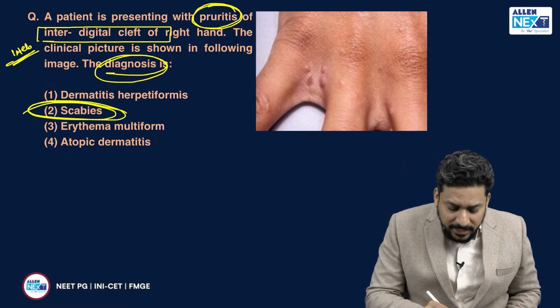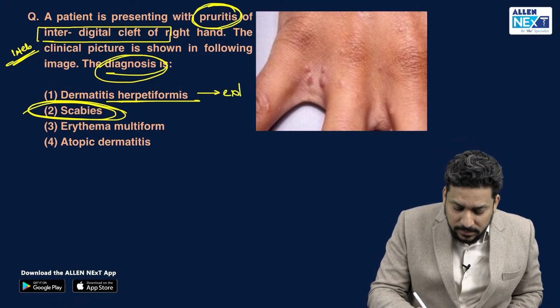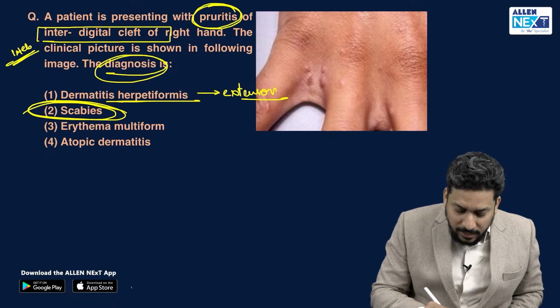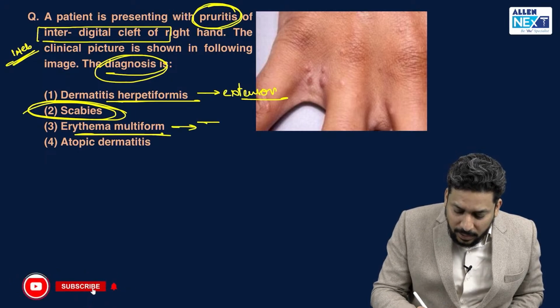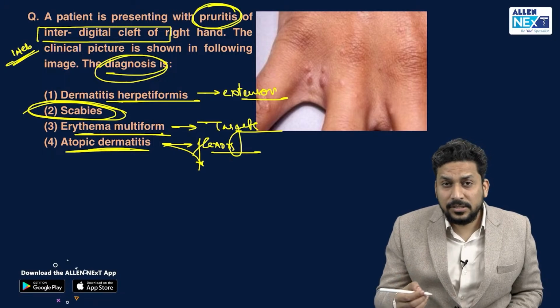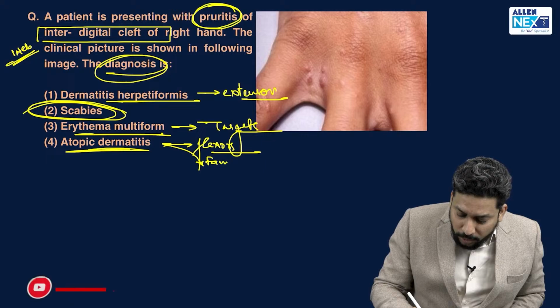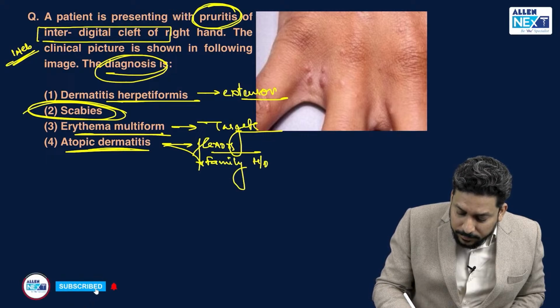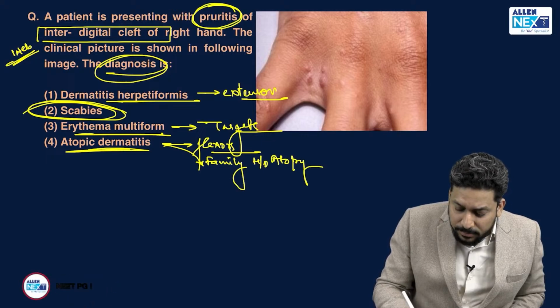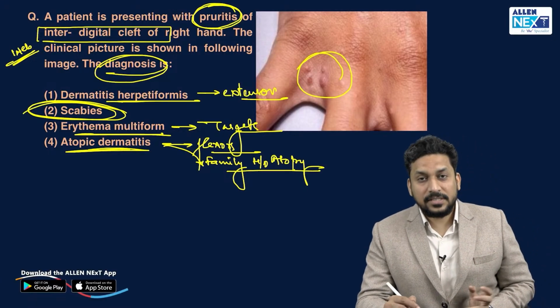Okay, so dermatitis herpetiformis is also very itchy, but here the lesions are where? Over extensors. While erythema multiforme presents with target lesions, while atopic dermatitis generally involves flexures, and here there are other associated conditions like itching along with family history of atopy is usually present, that is mother having history of asthma. So such clinical history is mentioned. So this is a case of scabies.